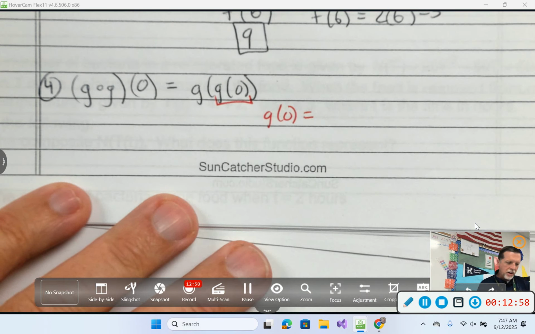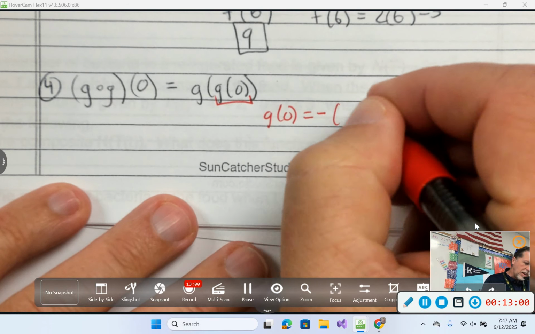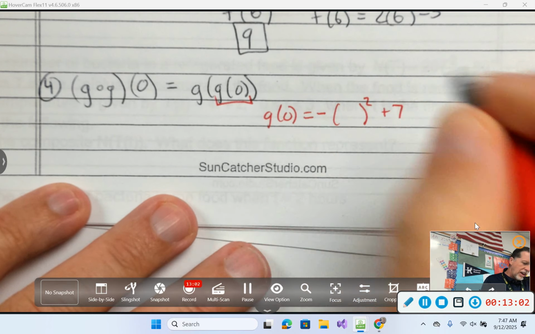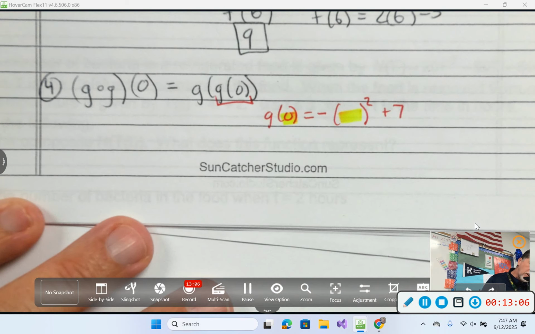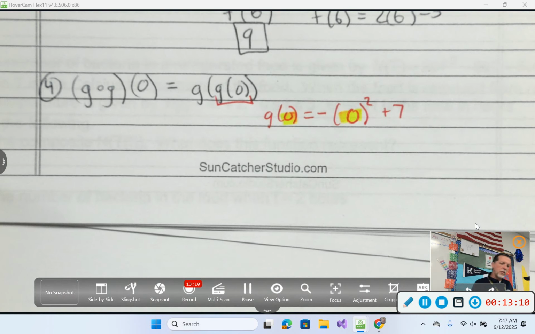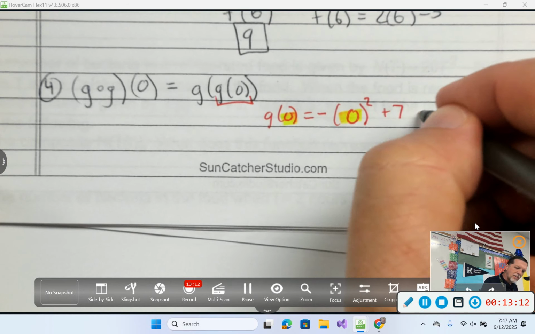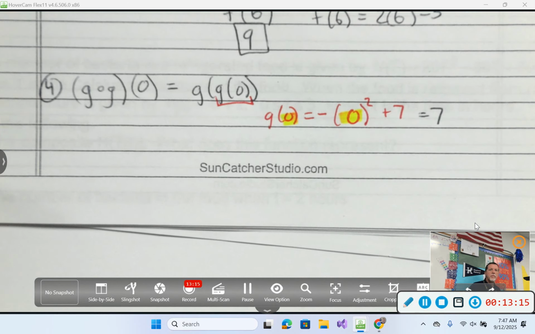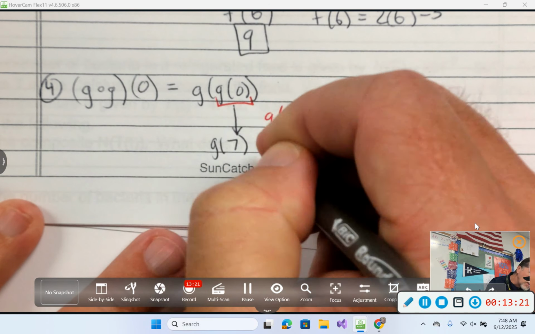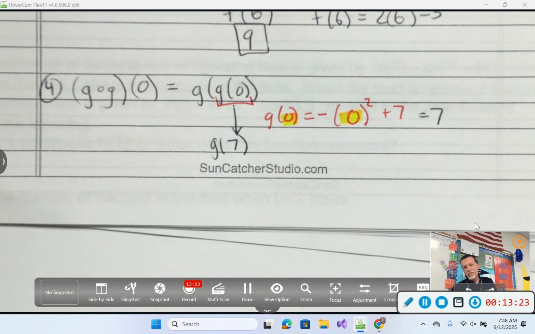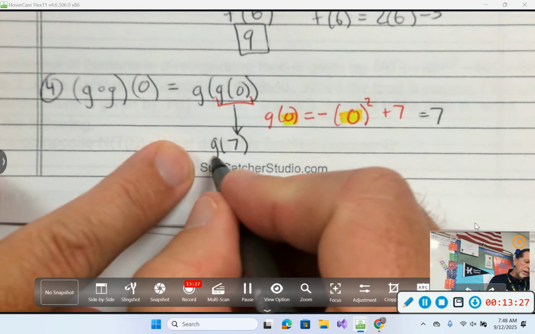So I look all the way back up at the g function and see that whatever the input is goes right there. Well, that one's not hard. I square 0 and make it negative and add 7 and I get 7. So g of 0 is 7. That means that 7 is now the input to the next function out, which just happens to be g again. So I'm still using g, but now I'm going to plug in 7.